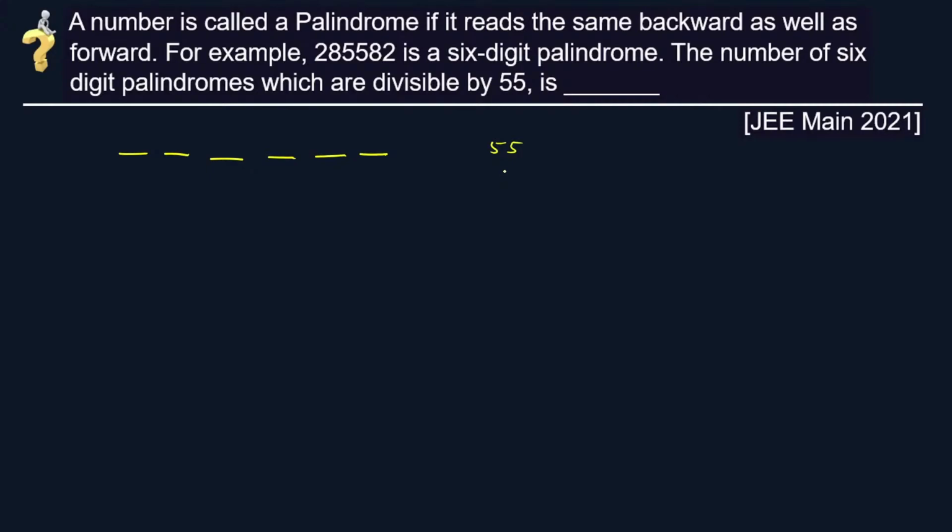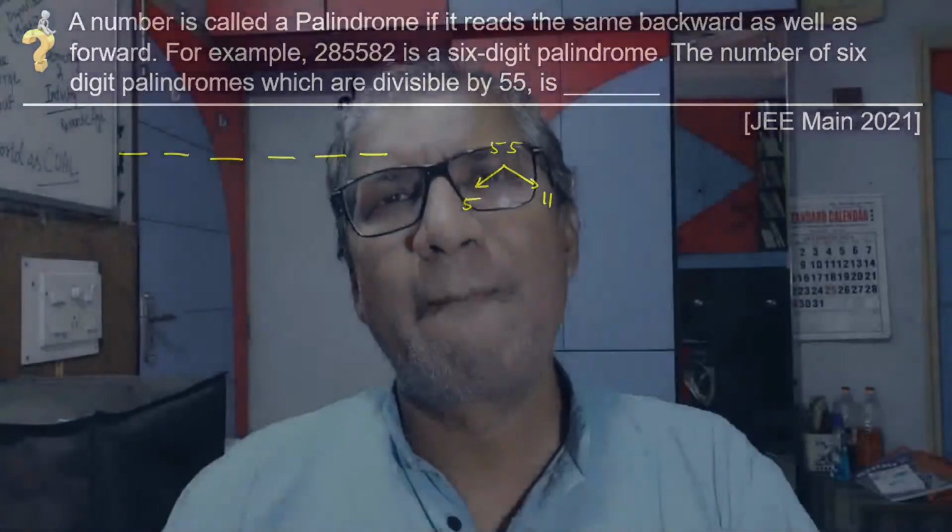What do you mean by divisible by 55? It means that it has to be divisible by 5, and it has to be divisible by 11. That's it. It has to be divisible by 5 as well as by 11, which gives us that the number will be divisible by 55. Is it clear to everyone?